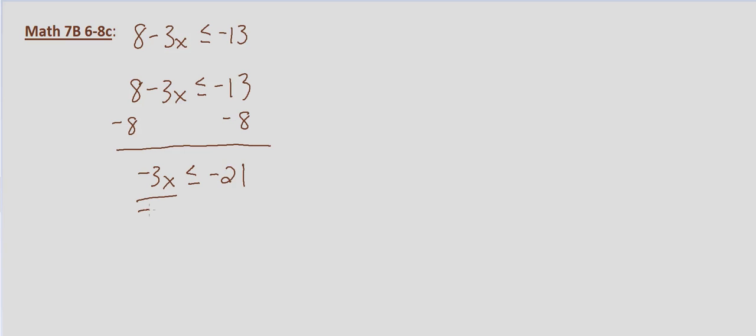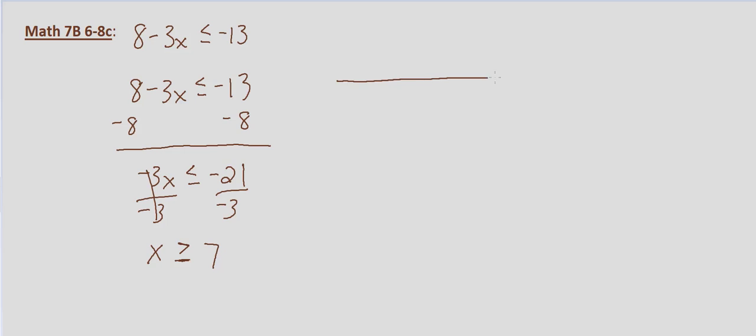So now we divide both sides by negative 3. The negative 3's cancel on the left, leaving us with x. Now we divided by a negative value on both sides, so we need to switch the direction to x is greater than or equal to. Negative 21 divided by negative 3 is 7.